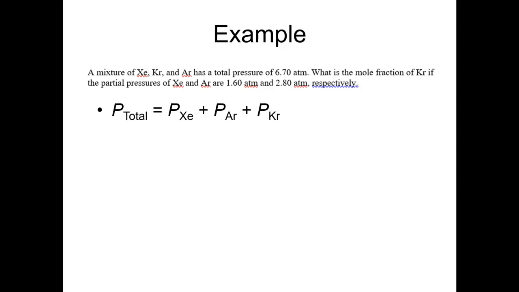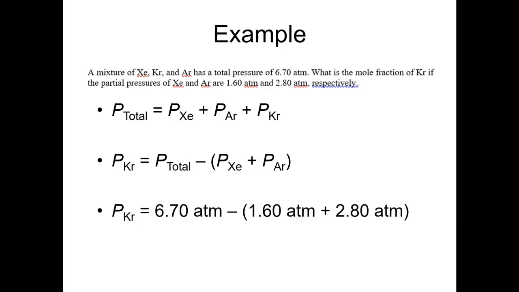Okay, let's remind ourselves that Dalton's law tells us that the total pressure of this mixture, which is 6.7 atmospheres, is equal to the sum of the partial pressures of the individual gases. We're looking for the mole fraction of krypton. First, we want to figure out the partial pressure of krypton. So we rearrange to say the partial pressure of krypton is equal to the total minus the sum of the partial pressures of the xenon and the argon. We work that out, and we get that the partial pressure due to krypton in this mixture is 2.30 atmospheres.